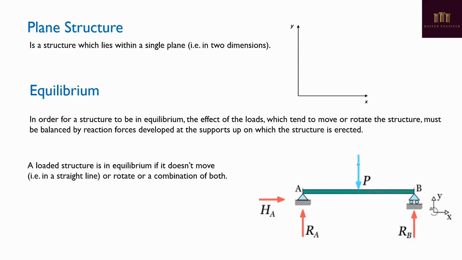A loaded structure is in equilibrium if it doesn't move, i.e. in a straight line, or rotate, or a combination of both. If this beam does not move vertically in a straight line or horizontally, then the beam is in equilibrium.